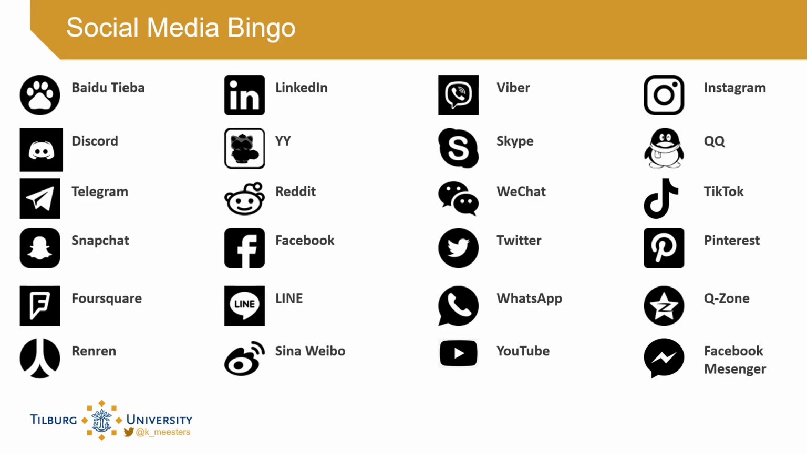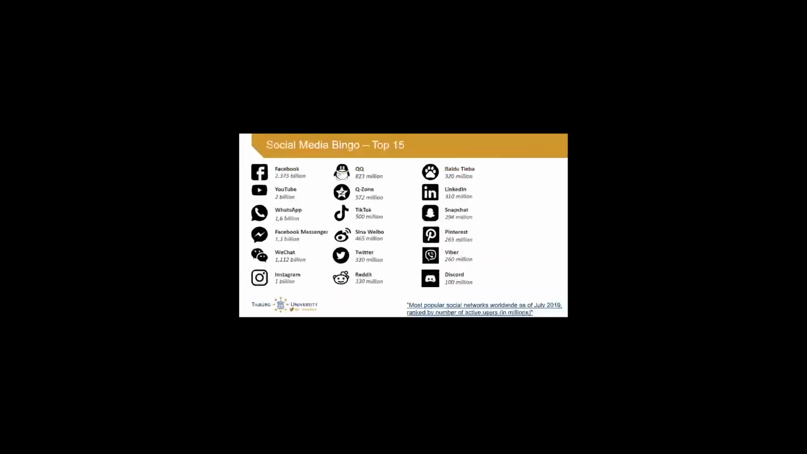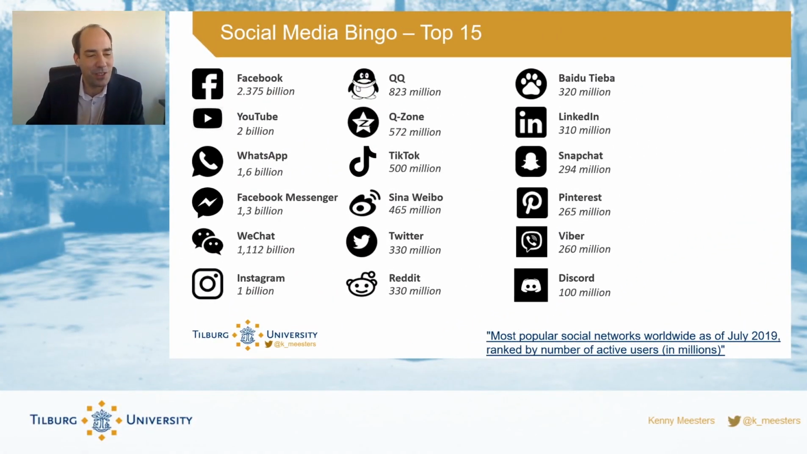Okay, ready? So here are the results. And it's probably no surprise to you that Facebook has a lot of active users, as do YouTube, WhatsApp, and so on. You can read the list and you will actually see that WeChat, a very popular Chinese instant messaging application, also has a lot of active users.